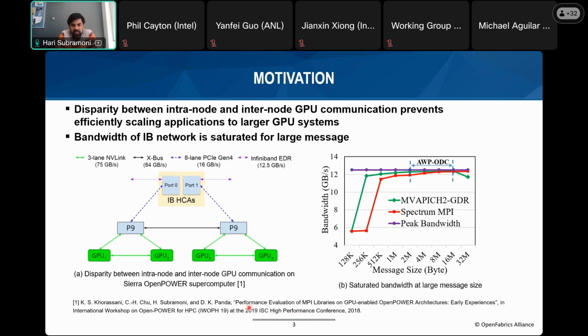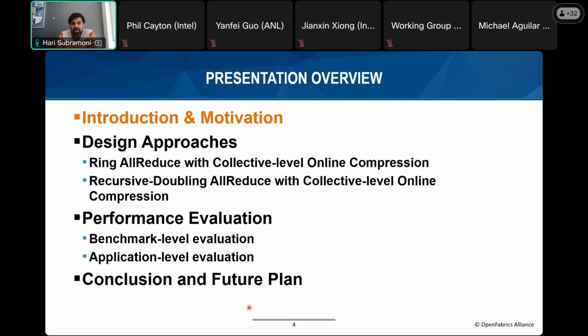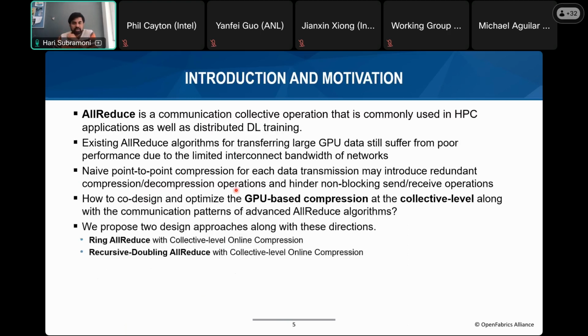So far in the MPICH communication runtime, we have support for on-the-fly compression for basic point-to-point communication operations and various collective operations like all-to-all, all-gather, scatter, broadcast. So far we were focusing on pure communication-only collective or point-to-point operations. Right now, we have stepped into looking at communication-plus-computation collective operations like reduction. We propose two different design approaches. One is the ring all-reduce with collective-level compression. The other is the recursive doubling all-reduce. We took two popular reduction algorithms and tried to apply compression to them, as reduction is fairly popular both in HPC as well as deep learning applications.